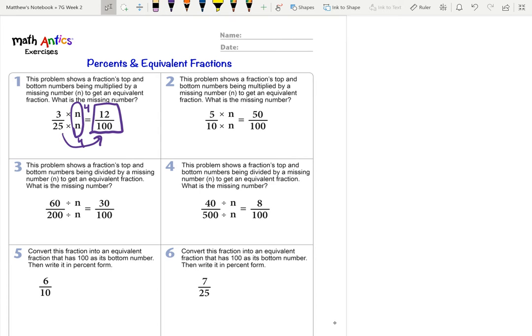Same thing here. What do I need to multiply 10 by to get to 100? Well, I need to multiply it by 10. So 10 times 10 gives me 100. 5 times 10 as well gives me 50. So 50 over 100, or 50%, would be my answer.